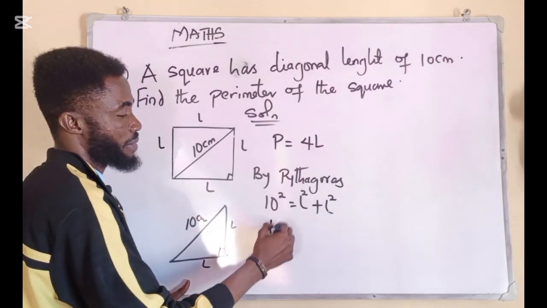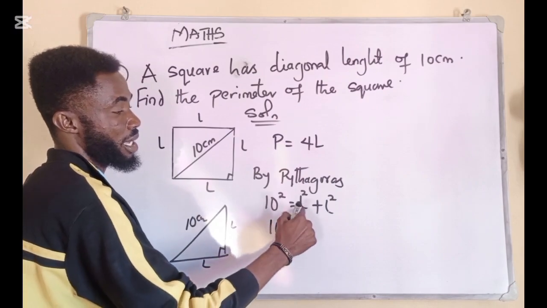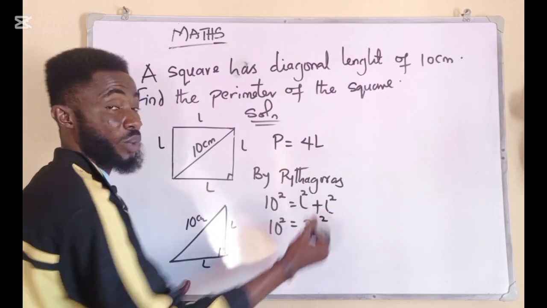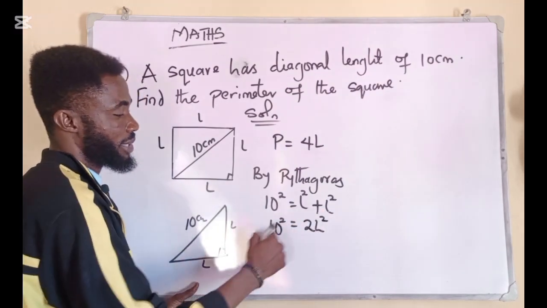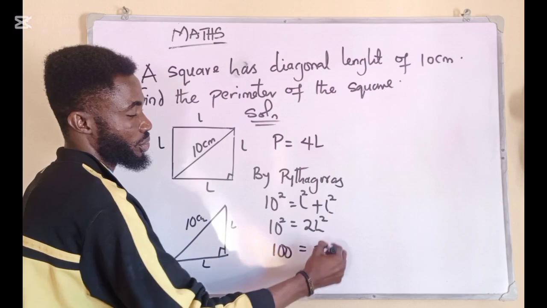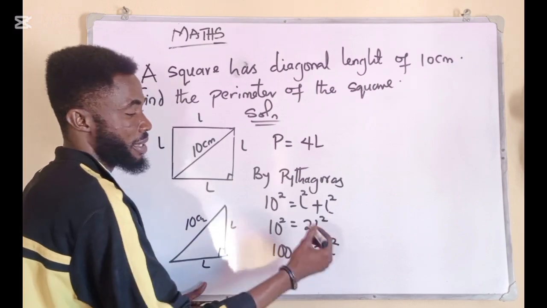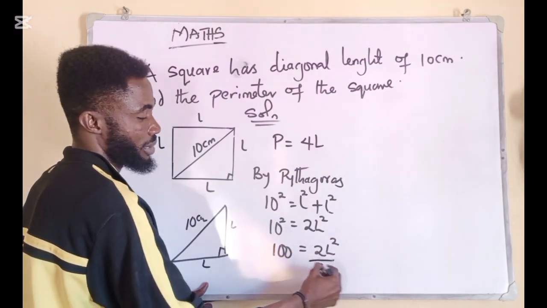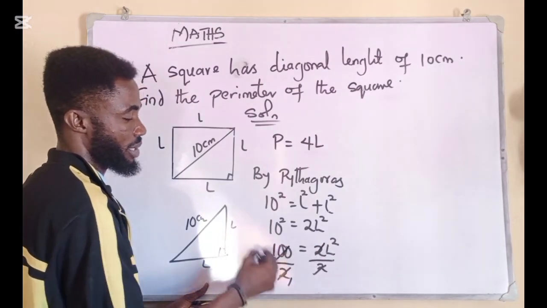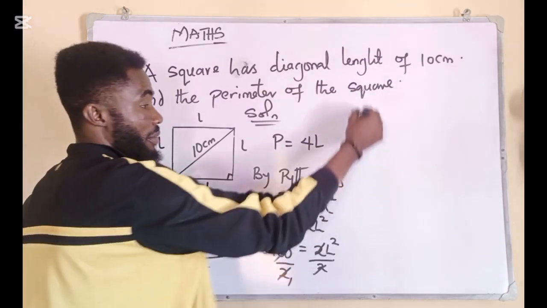So I have it to be 10 square, which is L square plus L square. That will give me 2L square. Are we together? So 10 square is 10 times 10, and that is 100, which is equal to 2L square. Now next, I'm to divide both sides by 2 to obtain the value of L. So this will go with this, and 2 here, 1, 2 here is 50. Are we good to go?